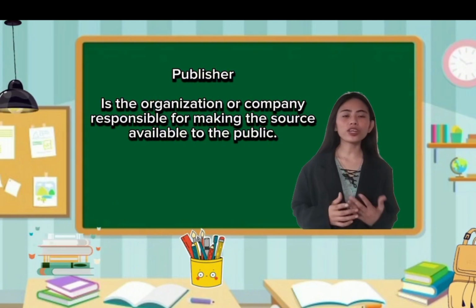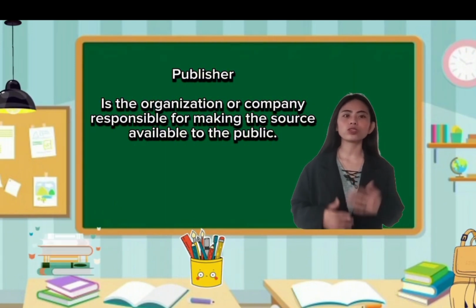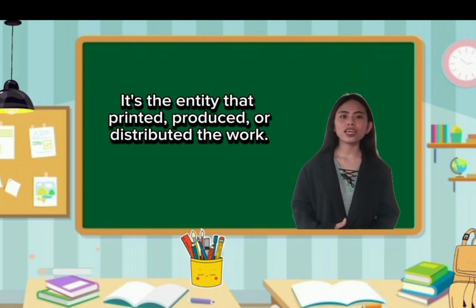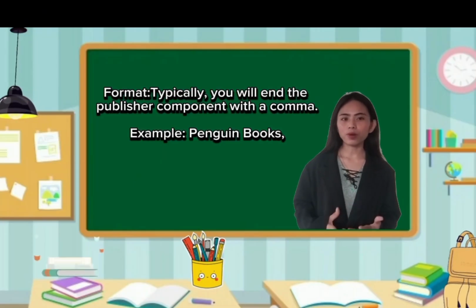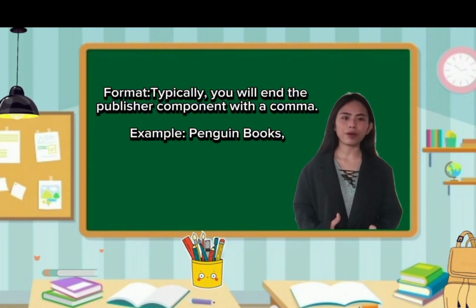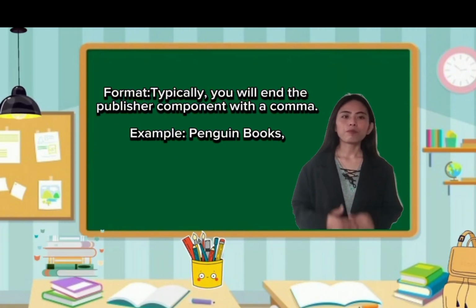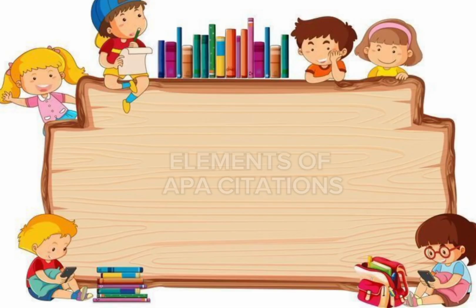So the fifth element of MLA citation is the publisher. Publisher is the organization or company responsible for making the source available to the public. It's the entity that printed, produced, or distributed the work. Format: typically, you will end the publisher component with a comma. Example, Penguin Books, comma. So that's all.